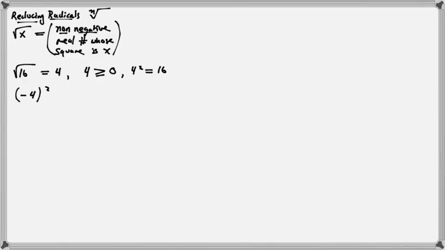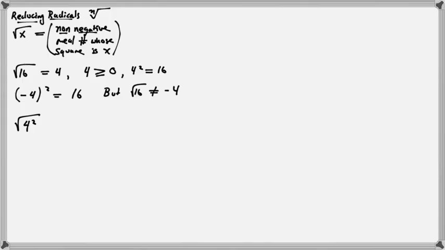Note that minus 4, with parentheses around it, if I square it, also gets me 16. But the square root of 16 is not negative 4. The radical symbol over the 16 is referring to the non-negative number whose square is 16. And in this case, it's positive 4 and not minus 4.